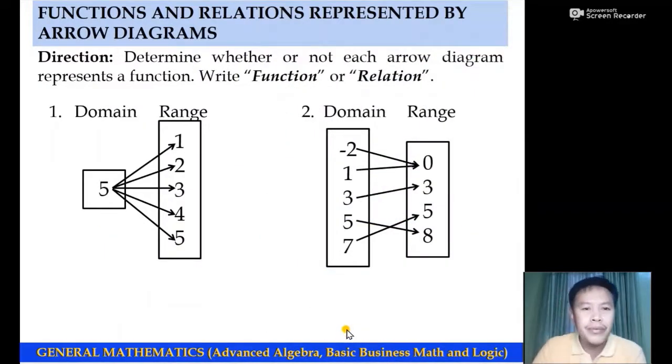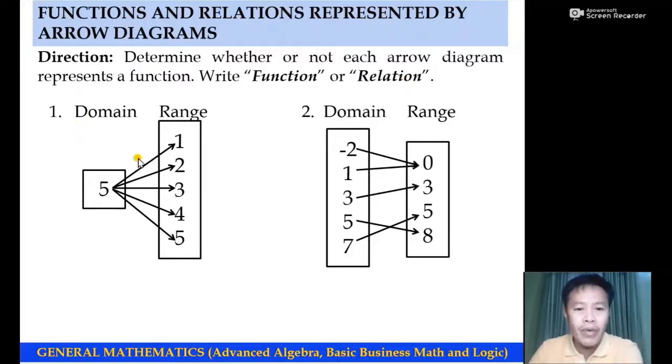So we will proceed with functions and relations represented by arrow diagrams. Determine whether or not its arrow diagram represents a function, right function, or relation. Take note, if the instruction is write function or relation, do not write function or not function because you are not following the instruction. Instruction is a part of the test or assignment.